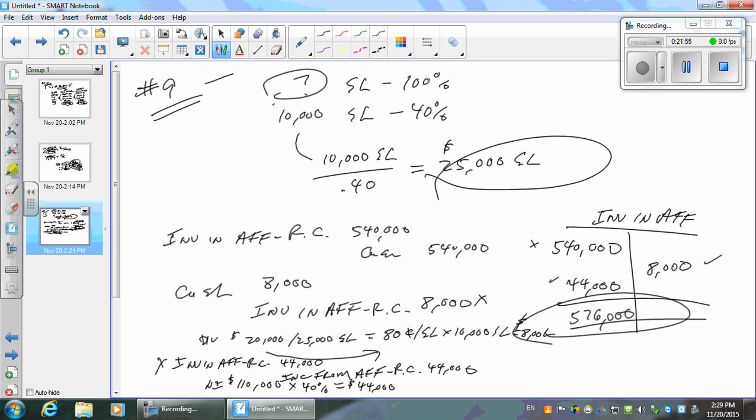What do you have to know? It's an affiliate. It is what? More than 20%, less than 50. That's it. Less than 20, it's going to be what? Marketable securities, either a trading security if I'm going to hold it for up to a few weeks maybe, or available for sale short term if I'm going to hold it for longer than a few weeks, but up to a year, or available for sale long term, it's more than a year.